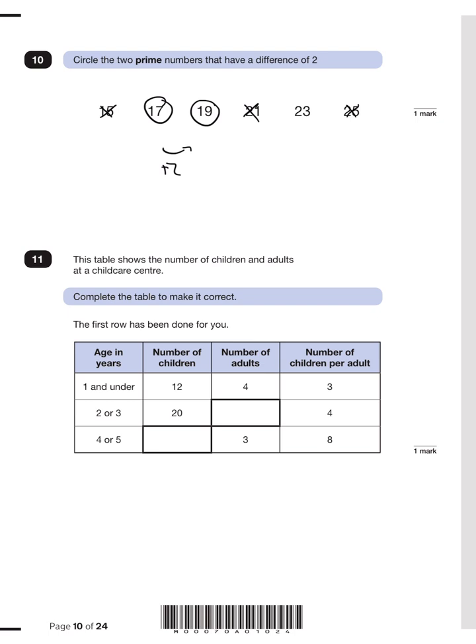For the age 2 or 3, the number of children is 20. And the number of children per adult is 4. So if we do 20 divided by 4, we get 5. And then for 4 or 5, we've got 3 adults, and each adult can have 8 children. 3 times 8 is 24.